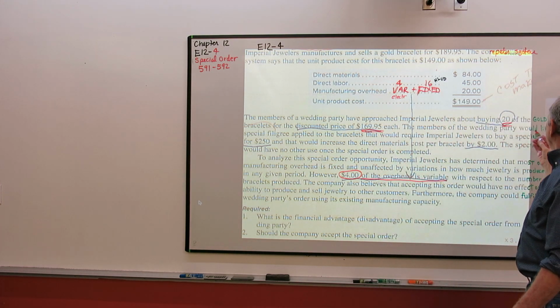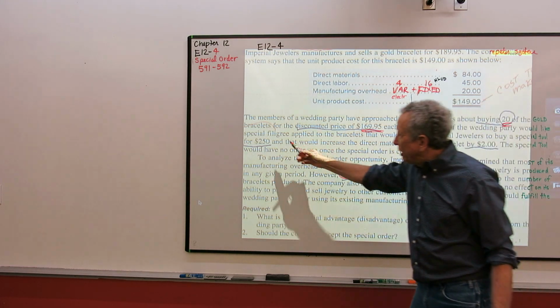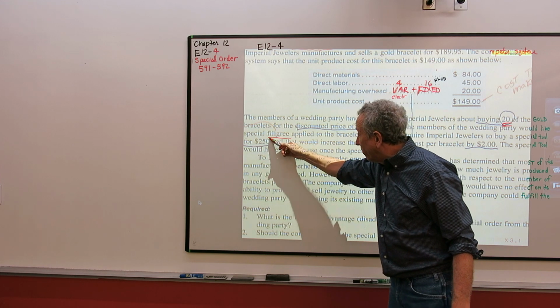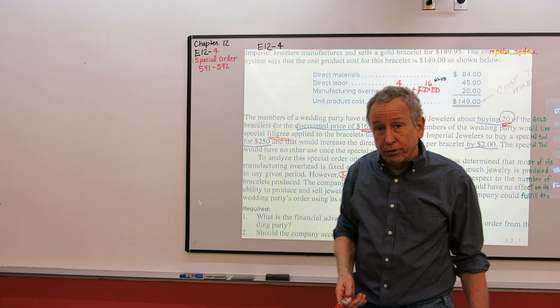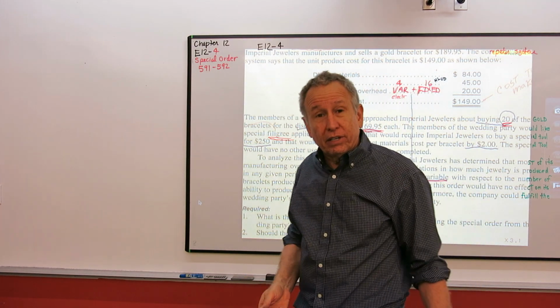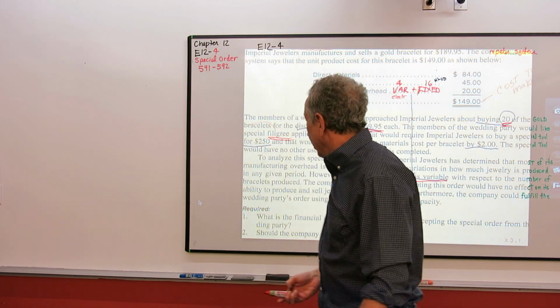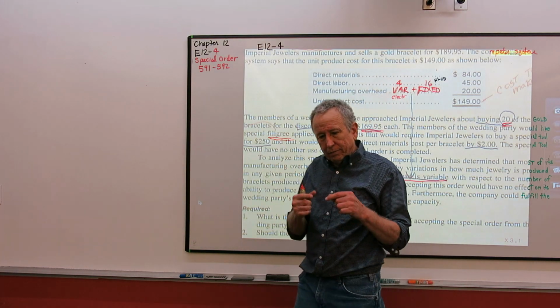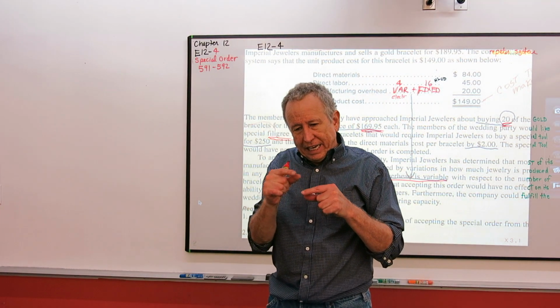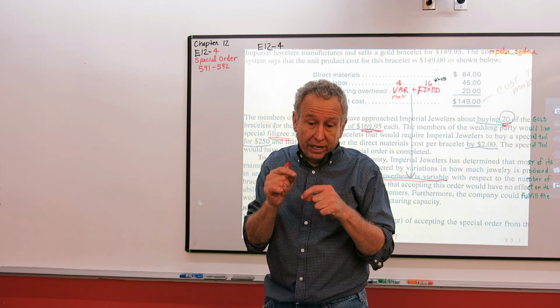The members of the wedding party would like a special filigree. Oh, they want a filigree. Well, I'll tell you something. I don't know what a filigree is. Do you? Well, I happened to look it up before class because I didn't know what a filigree is. Filigree is like lace, some little lace, and usually they'll put it in there with wire, or they can carve it in.